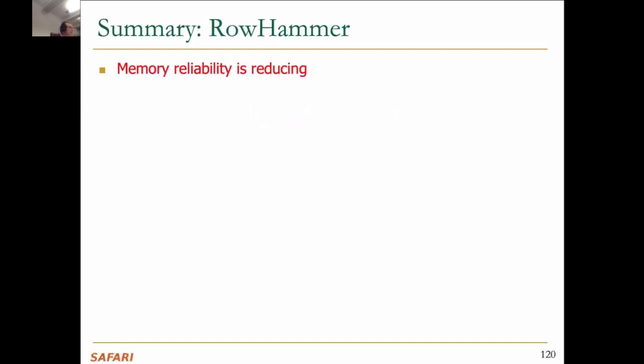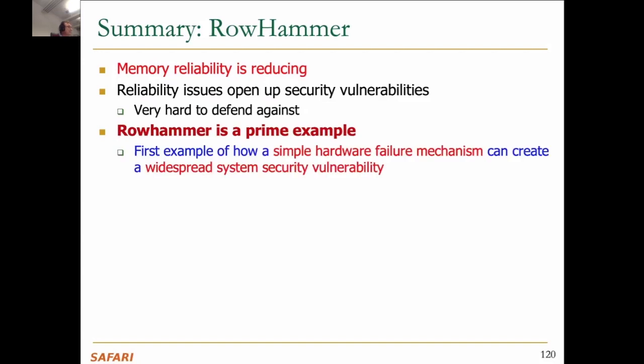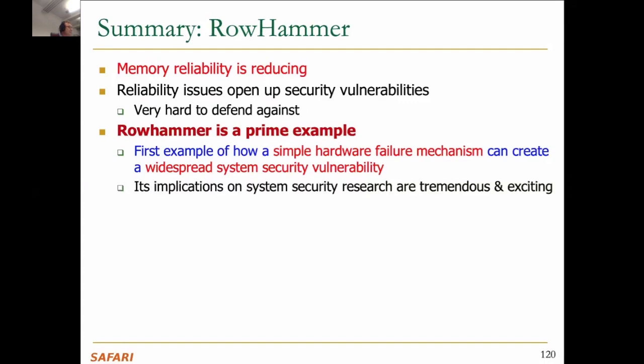This is my overall summary. Memory reliability is reducing. Reliability issues open up security vulnerabilities, and they're very hard to defend against once they're discovered in the field. RowHammer is a prime example, and I believe it's the first example of how a simple hardware failure mechanism can create a widespread system security vulnerability. And its implications on system security research are tremendous and exciting, clearly based on the works that we have seen in security domain. Bad news, RowHammer is getting worse.